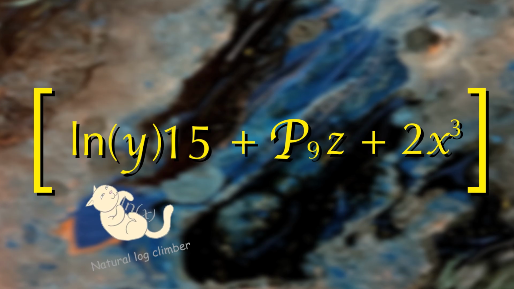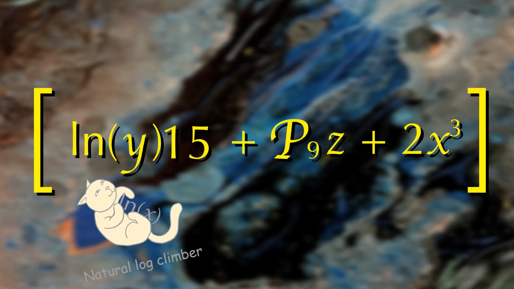We can now remove this root symbol, making our 30 into 15. Alright, our scary looking summation thing has been reduced to a simple natural log of y. So we can leave this for the time being.